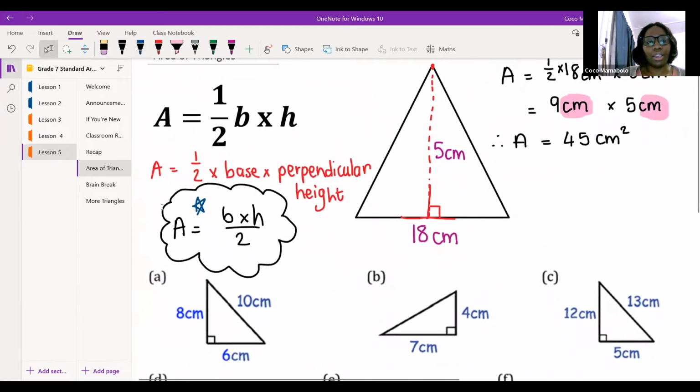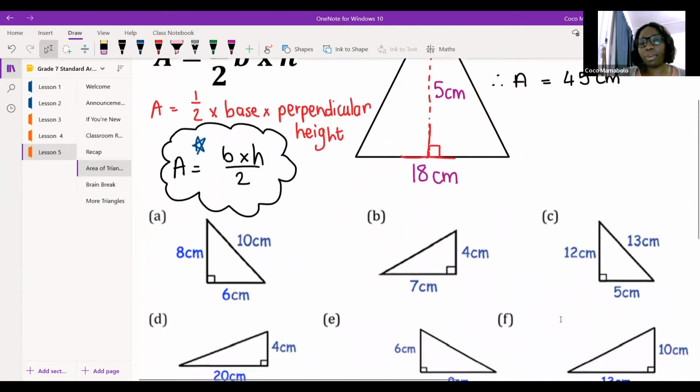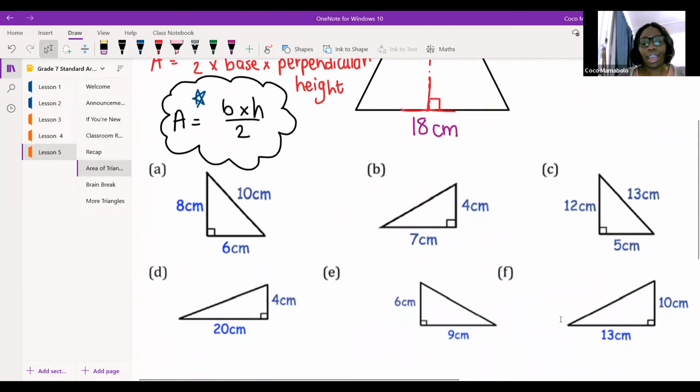All right, okay. I'm going to give everybody 6 minutes to answer A to F. Remember, guys, this is my base, and this is my perpendicular height. There's my perpendicular height. Once you're done with all of that, I want you to pop the fire emoji in the chat for me. You've got 6 minutes, A to F.